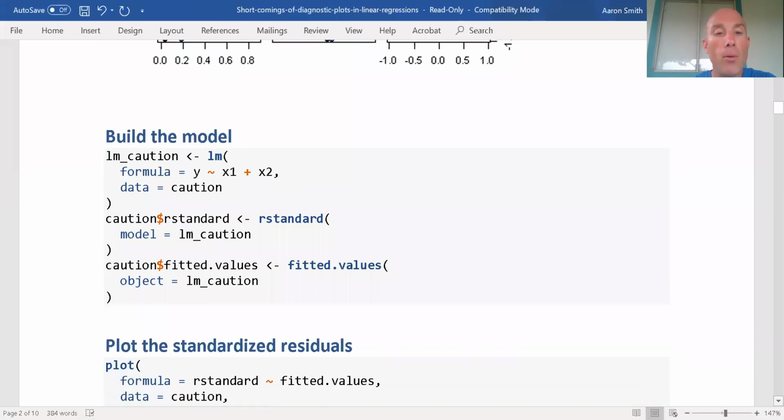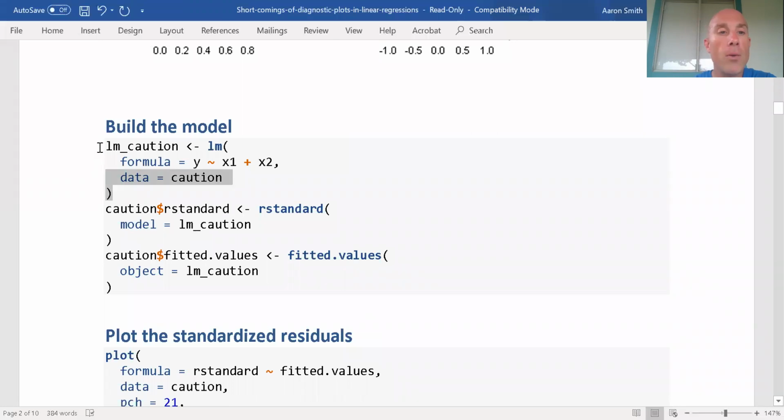All right, let's go ahead and build the model. I'm just going to build a regular linear term model, and on my data set, I'm going to store the standardized residuals. Remember, standardized residuals are like normalizing data: subtract the mean and divide by the standard deviation. Residuals in linear regression always have mean 0, so we're just dividing by the standard deviation, or standard error. And then I'm taking the fitted values and putting them onto my data set.